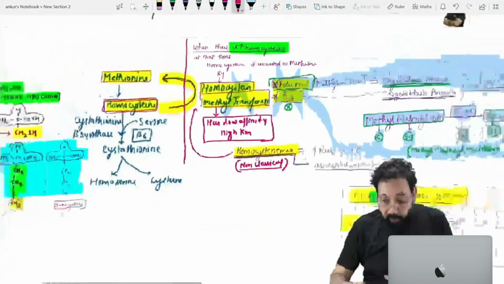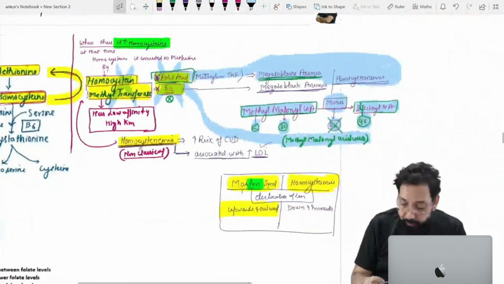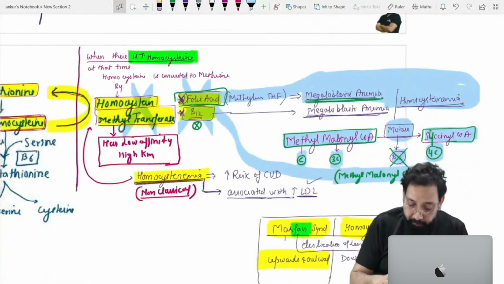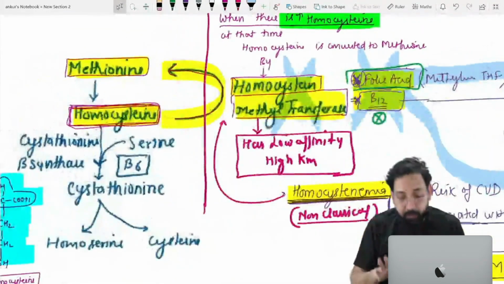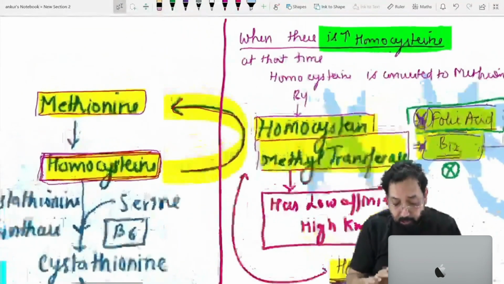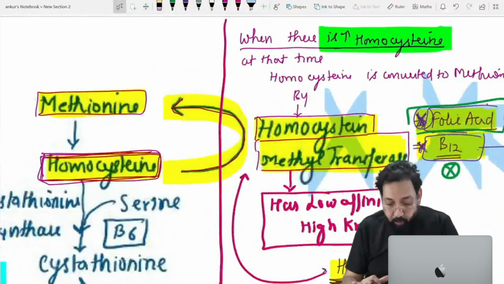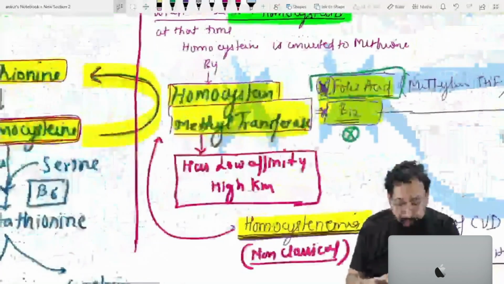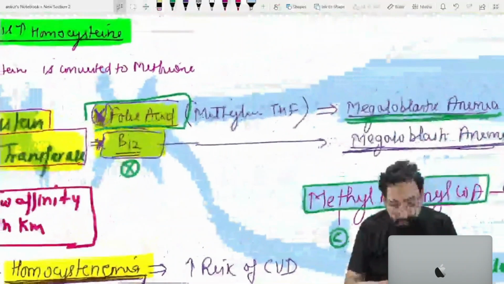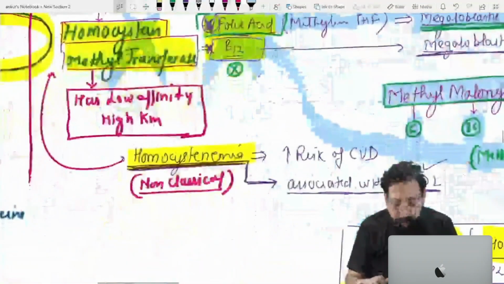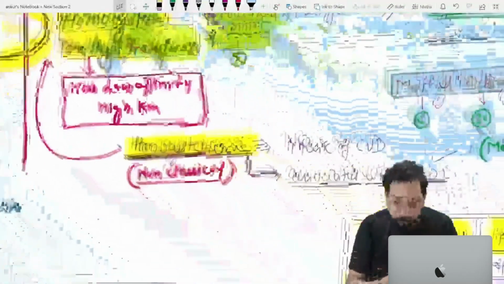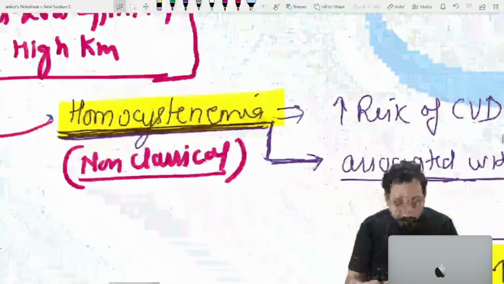Have you understood this part? Let me repeat fast. Normally in our body, when homocysteine increases, this extra homocysteine is converted to methionine by homocysteine methyltransferase, because we know the only difference between homocysteine and methionine is a methyl group. This homocysteine methyltransferase requires folic acid and B12. If any one of these is deficient, you will not be able to convert extra homocysteine to methionine. Homocysteinemia may be there. This is called non-classical homocysteinemia.